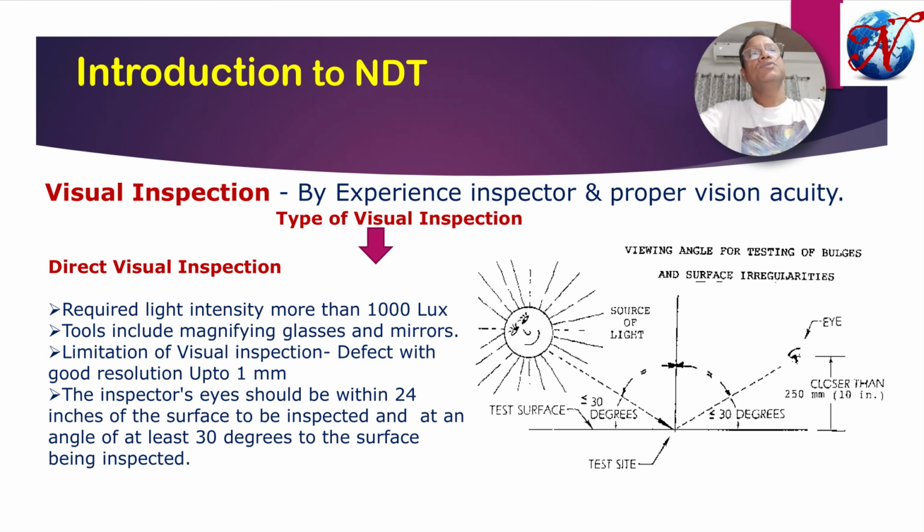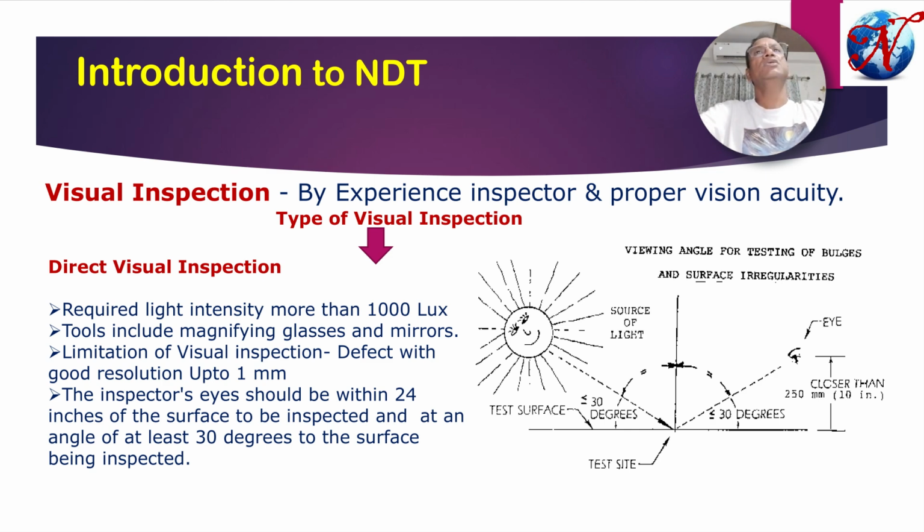So first of all, visual inspection is nothing but the inspection of your material by an experienced inspector. And experience means the inspector should have correct vision acuity, and second, a good knowledge of your inspection part, that means the fabrication, its associated defects and the nature of the defect, how it will appear. So the experience for that particular industry is very important.